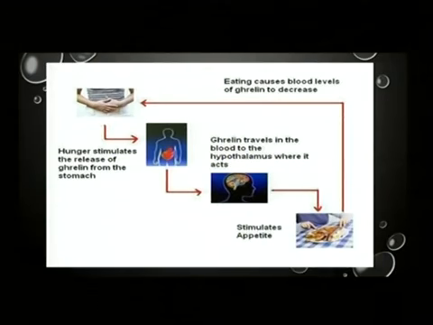So when we are feeling hungry, this hunger stimulates the release of ghrelin from the stomach, and ghrelin travels in the blood to the hypothalamus where it stimulates appetite, and only eating causes blood levels of ghrelin to decrease. When the blood level of ghrelin decreases, another hormone is secreted.